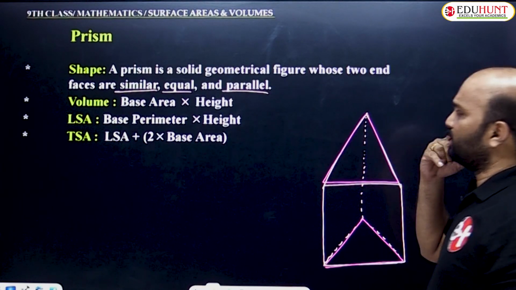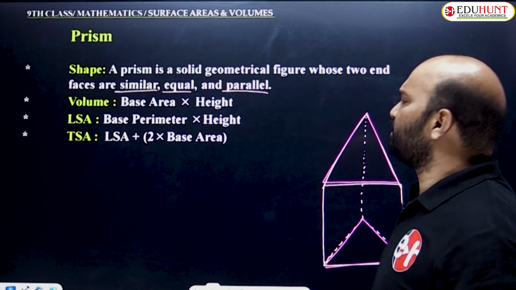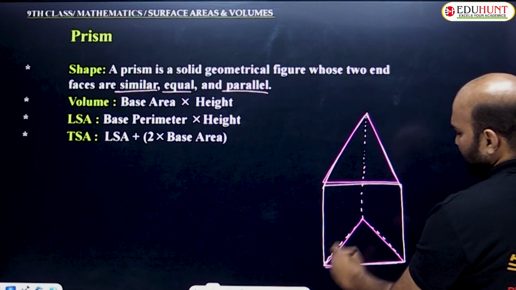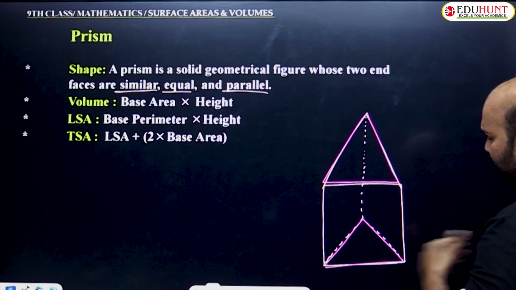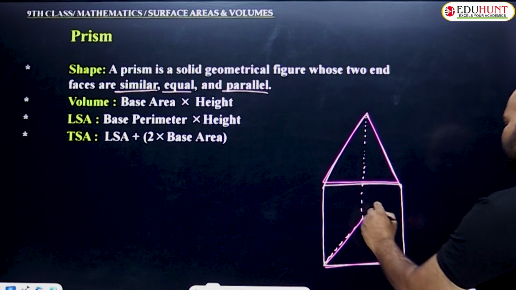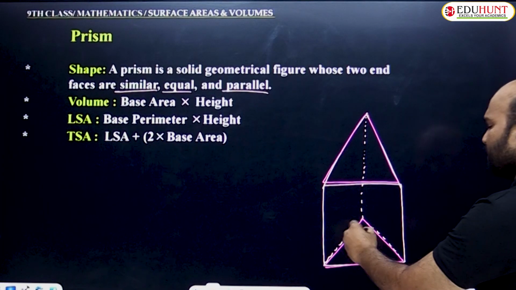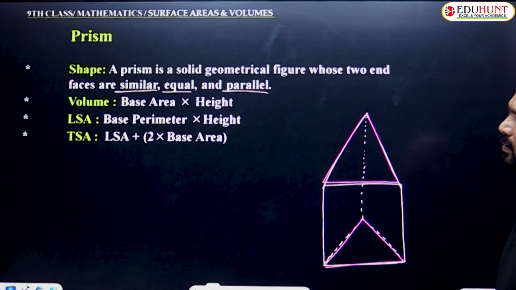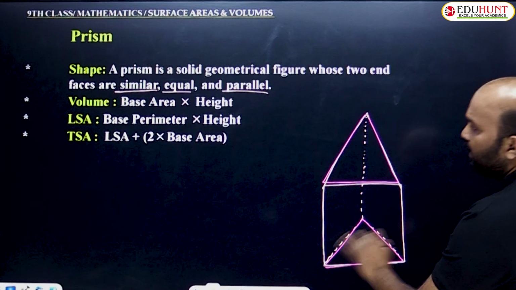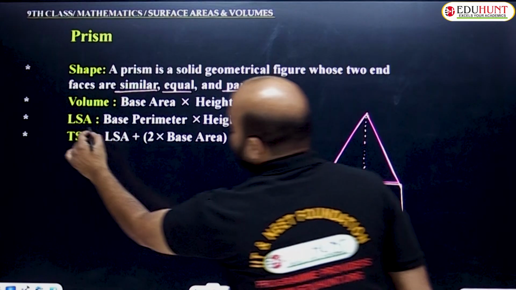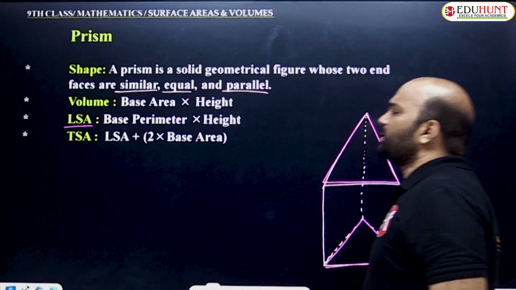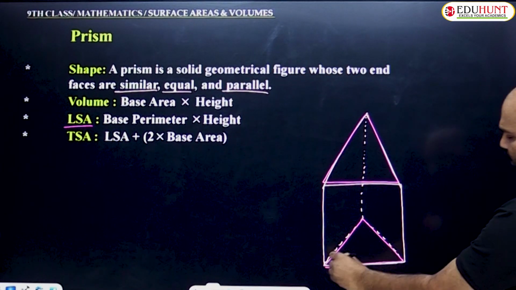If it is a prism, what is the volume of the prism? Base area into height. Here, shape is very important. The base shape here is a triangle, so the base area is the area of the triangle, half base into height, and the prism's height is H. Lateral surface area, LSA, is base perimeter into height.